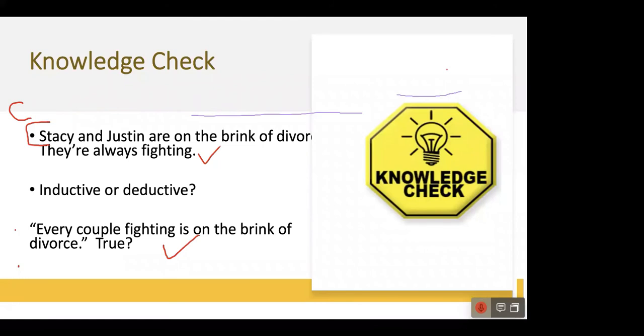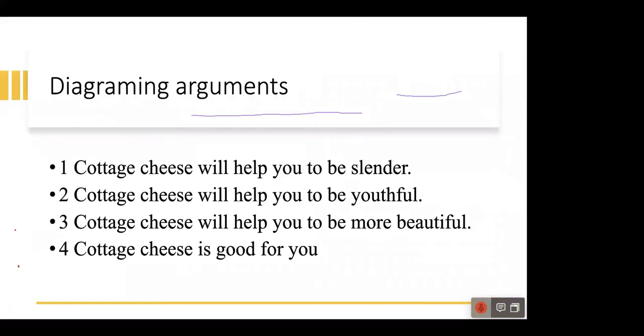Well, I know this might be a little confusing, but let me say that the good news is that most things in life are going to be inductive. But we'll talk more about deductive arguments. Now, sticking with inductive arguments, in order to help us evaluate the structure of inductive arguments, sometimes it's good to diagram arguments. Let me show you what I mean.